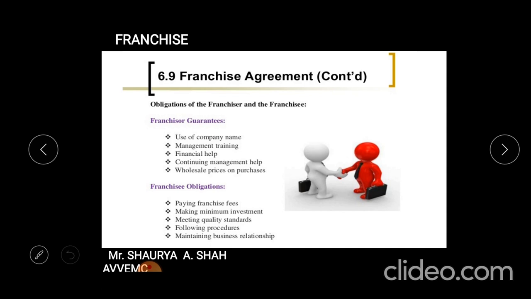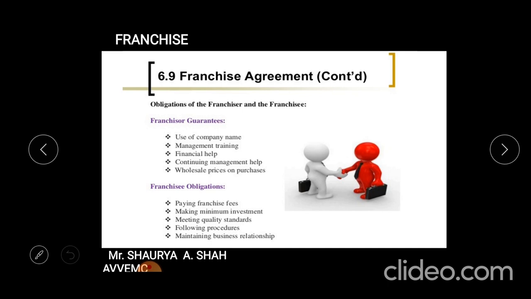What will be the franchisee's obligations as he is working under the franchisor? Paying franchise fees regularly, right? So initial investment is to be done, then every year franchise fees are to be paid. Making minimum investment. Minimum investment, students, is required for your shop, location, layout, again furniture, equipment, material. So for all these things, initial investment is to be made.